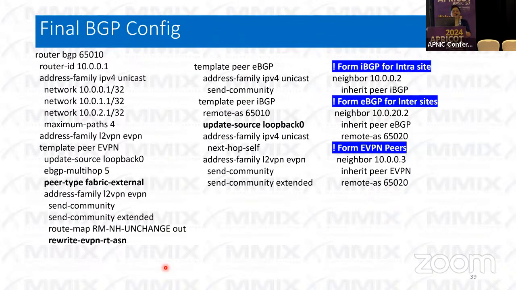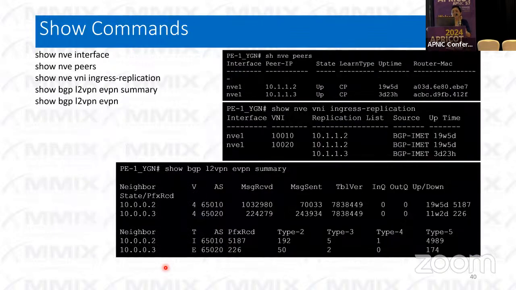This is the final BGP configuration. I combined all the previous features, and you can refer to this configuration. The show command results are here, so you can find out your result. This is a sample show command. Show NVE peers: this peer must be up. If not, it will not work. And you can find out the ingress replication. Also, I often check show BGP L2VPN EVPN summary, so you can find out whether it's working or not.